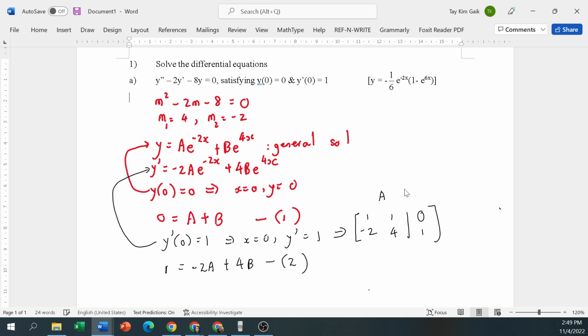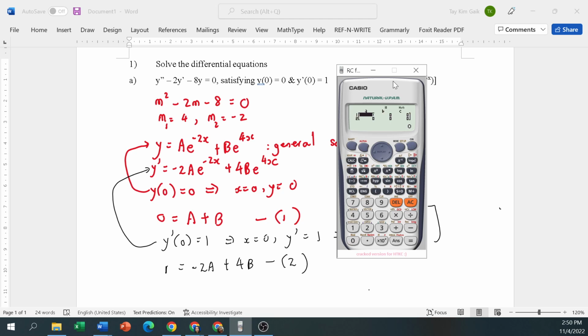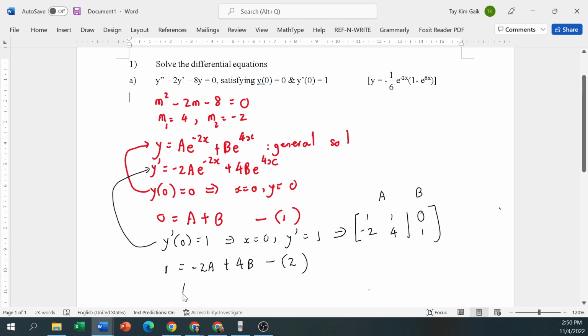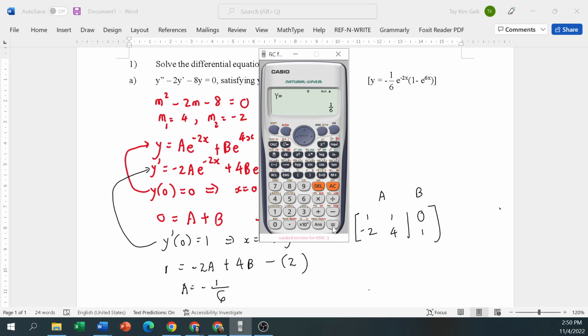Okay, this is a linear system: 1a plus 1b equal to 0, negative 2a plus 4b equal to 1. So key it into your scientific calculator directly: 1, 1, 0, negative 2, 4, 1. Okay, so it obtains a is negative 1 over 6. b is 1 over 6. b is positive.